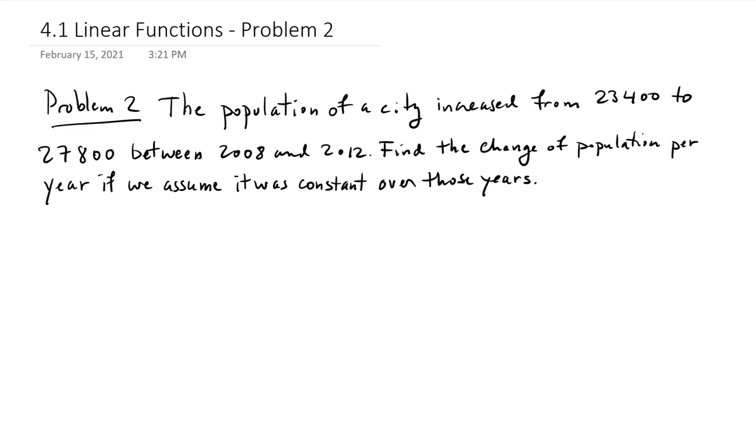Problem number 2. So I invite you to copy it down in your notes again. The population of a city increased from 23,400 to 27,800 between 2008 and 2012. Find the change of population per year if we assume it was constant over those years.